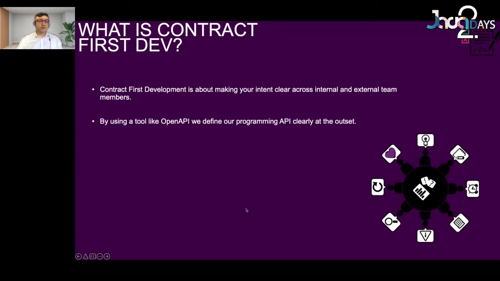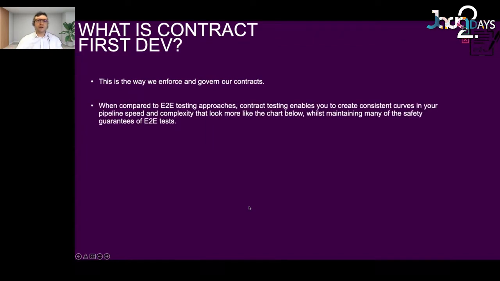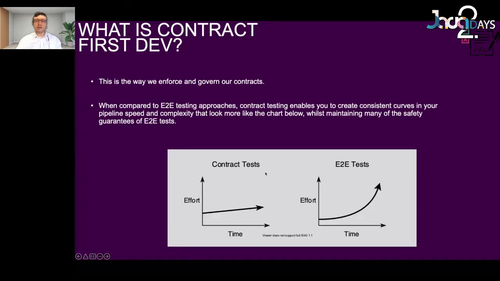We also update the contract before implementing any changes. So what is this contract testing thing then? Well, this is the way we enforce and govern our APIs. This is the way we enforce our contracts. When compared to traditional end-to-end testing approaches, contract testing enables you to create consistent curves in your pipeline effort that look more like the chart below, while maintaining most of the safeties and guarantees of traditional end-to-end tests.